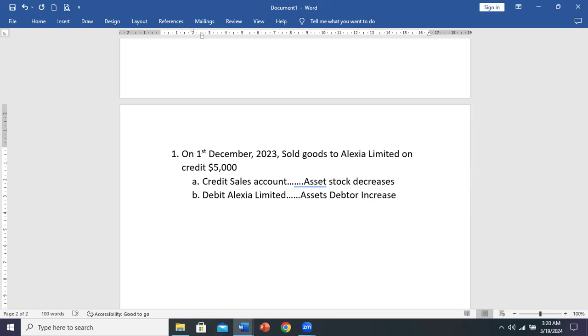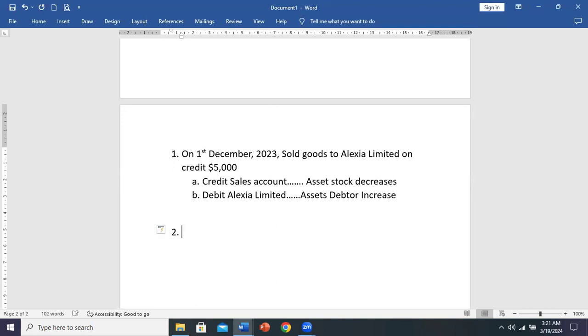Okay. So please get it straight that anytime you sell goods on credit, and of course the question will make it known to you, sold goods to whoever on credit, right? Or sometimes they can even make it sold goods to Alexia, just like that, 5 million, without indicating the credit. Since the name is there, it means the goods was sold to that person on credit. So that person becomes a debtor. So take note of that. So it's always your sales account and the debtors account.